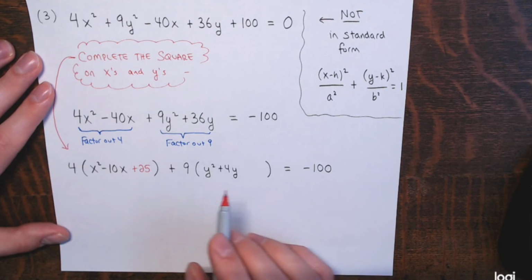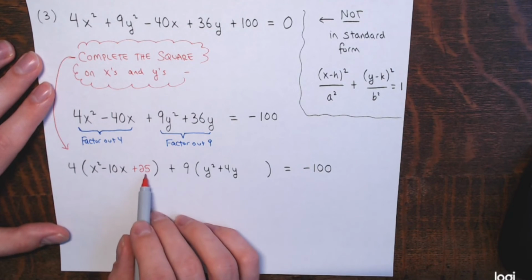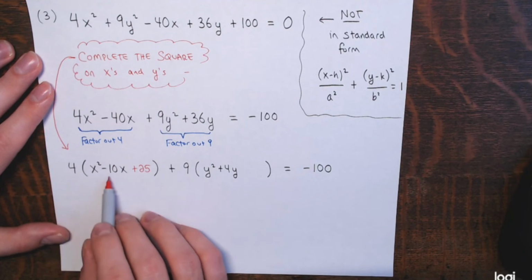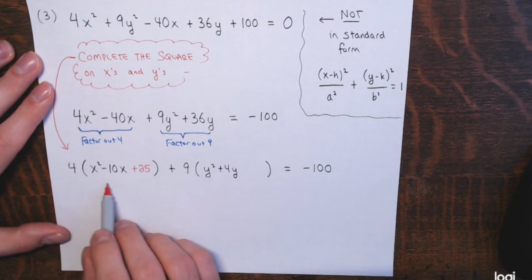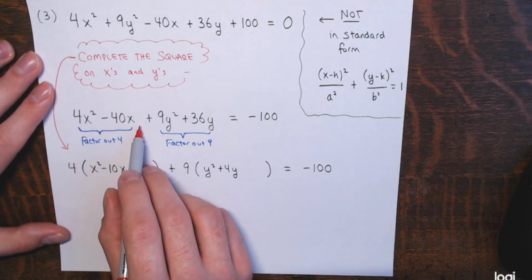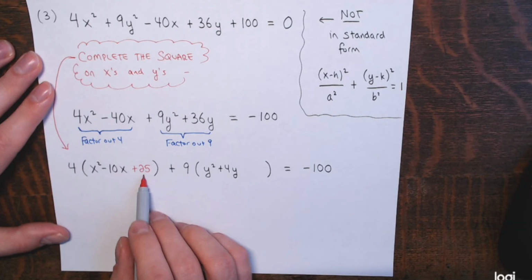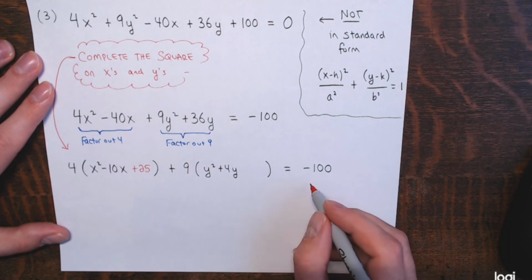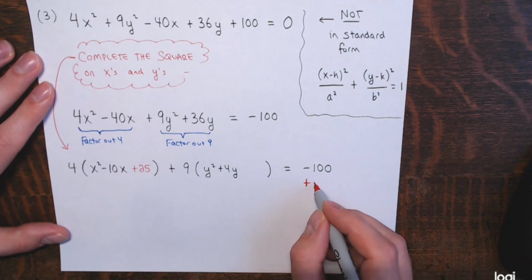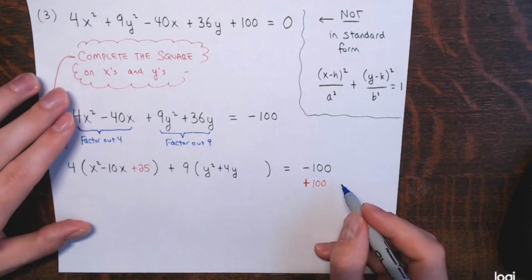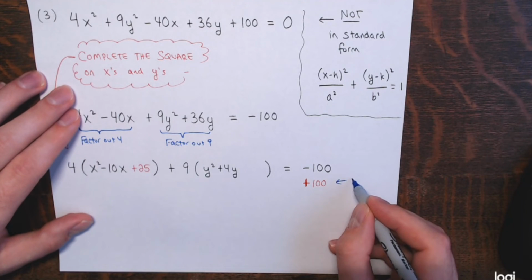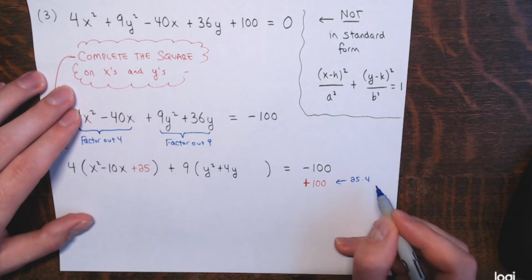If I add 25 inside this set of parentheses, and you put this 4 back in, that would be 4x squared minus 40x, and then plus 100. 4 times 25 is 100. So if you add 25 in here, what you're really adding to this left side is 100. So that's what I need to add to the other side to keep it balanced. And again, this comes from 25 times the 4 that we factored out.